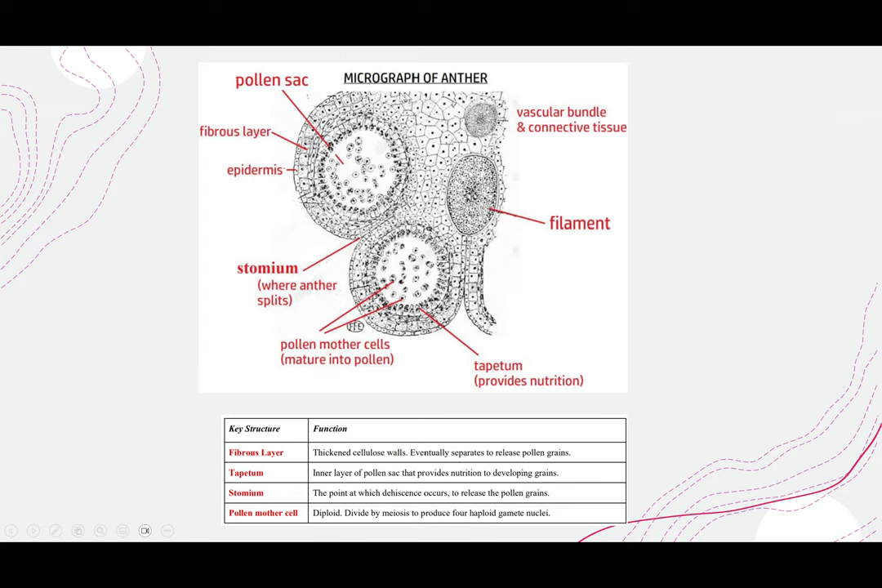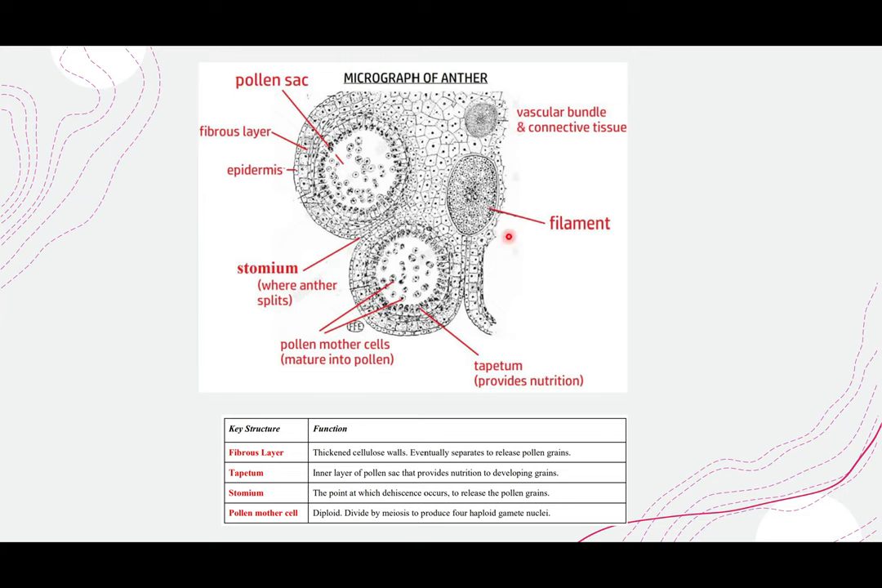We have thick cellulose walls generally around the anther. We have all that packing tissue, which we call the connective tissue, and the vascular bundle at the center there. Let me see if I can get the laser pointer. Here I'm looking at the vascular bundle, and we know that it is a part of the filament. The filament has this vascular bundle traveling alongside it, which allows nutrients to reach the maturing pollen grains.